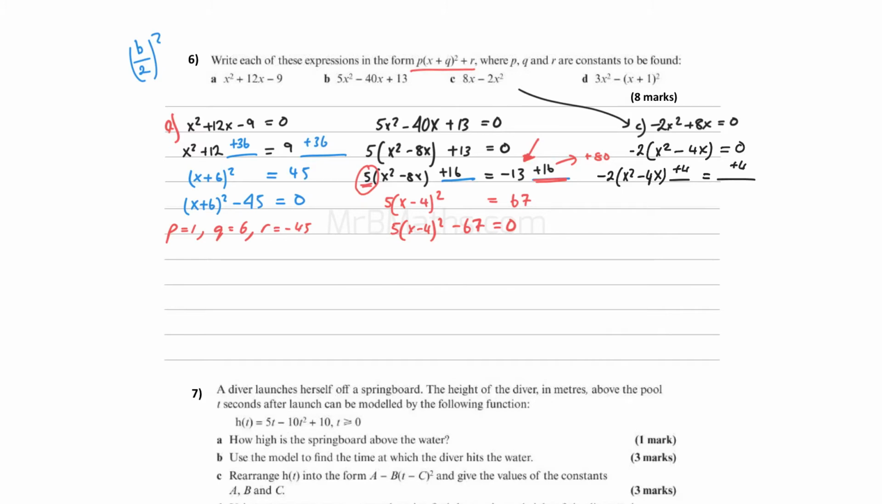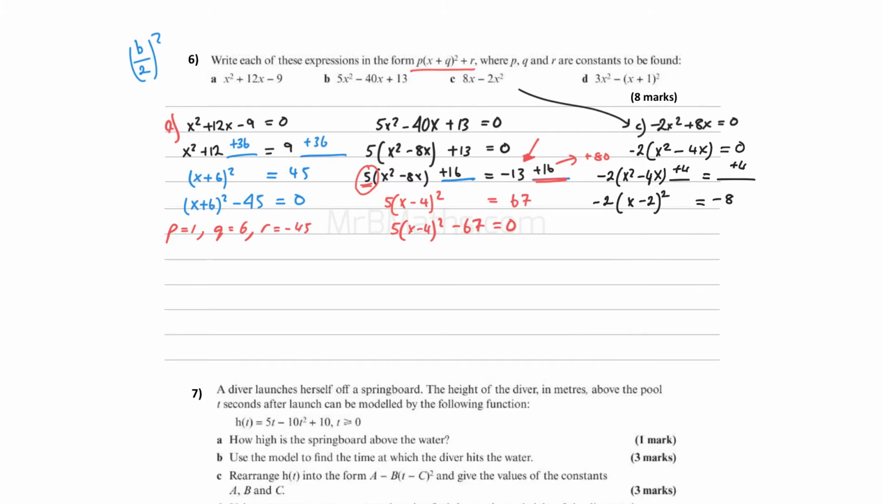I can now factor the left hand side, so I end up with negative 2(x minus 2) squared equals, remember not forgetting to multiply that magic number on the other side, so we've got 4 times negative 2, which will give us negative 8.